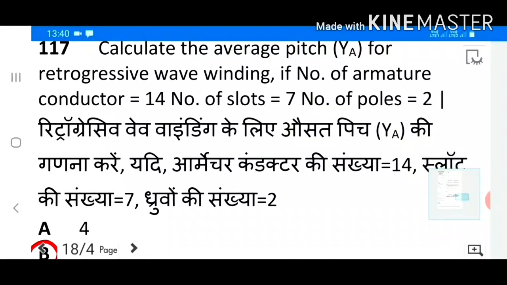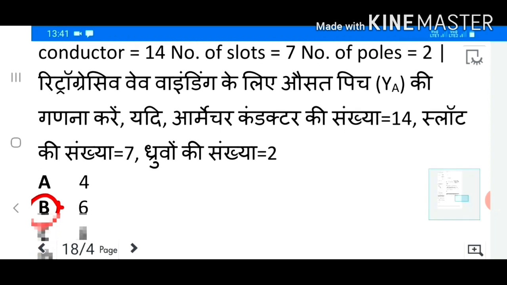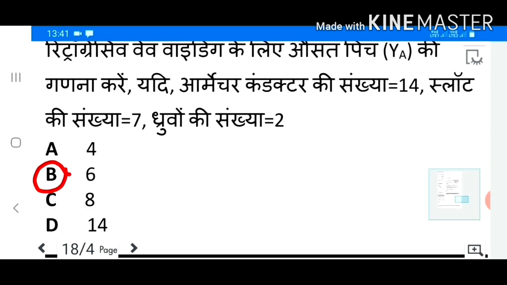117. Calculate the average pitch for retrogressive wave winding. If number of armature conductors equal to 14, number of slots equal to 7, number of poles equal to 2. Answer B. 6.